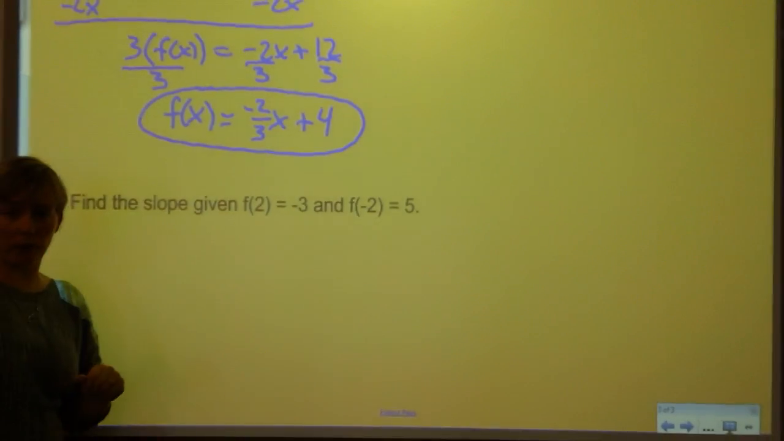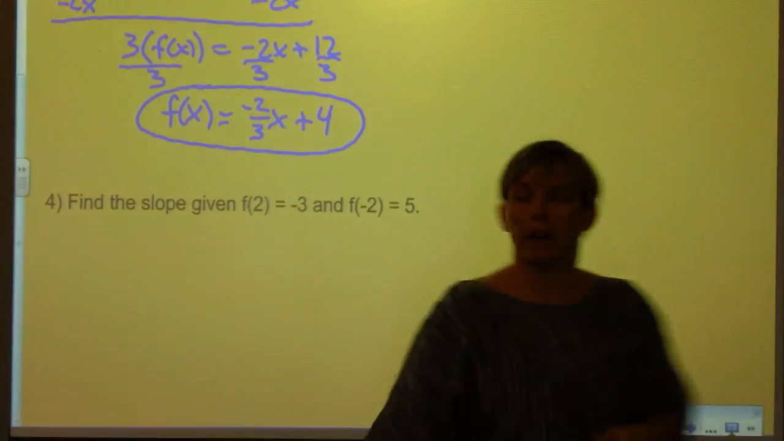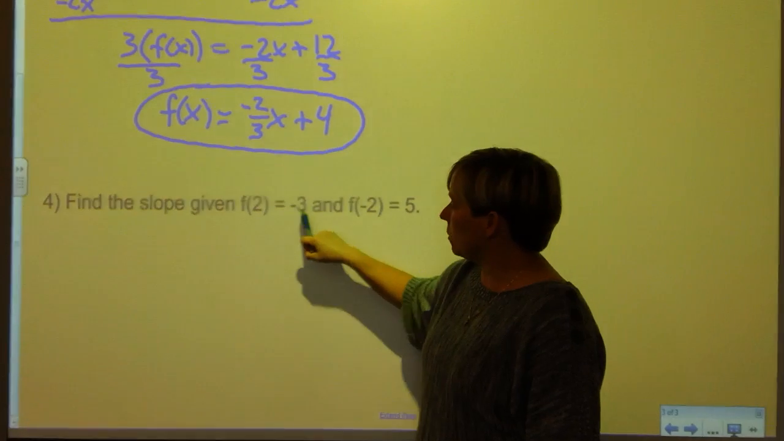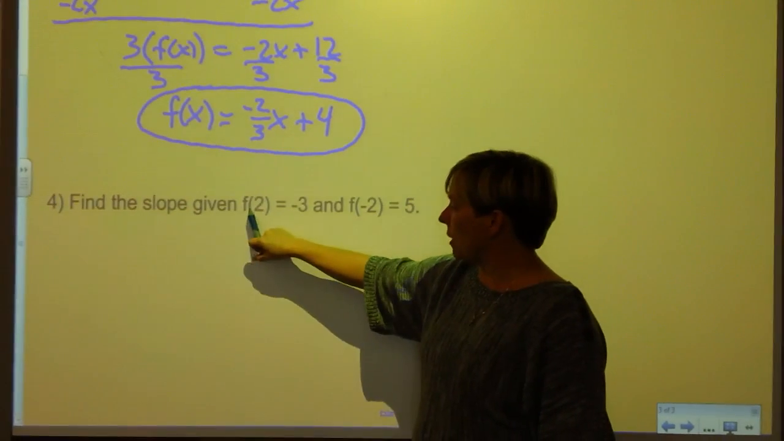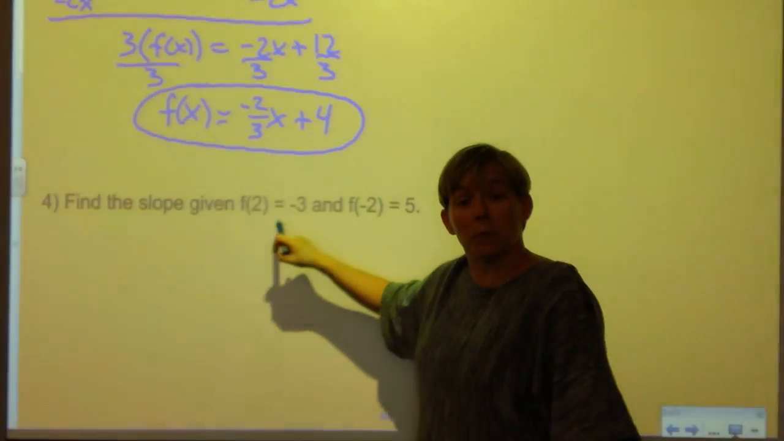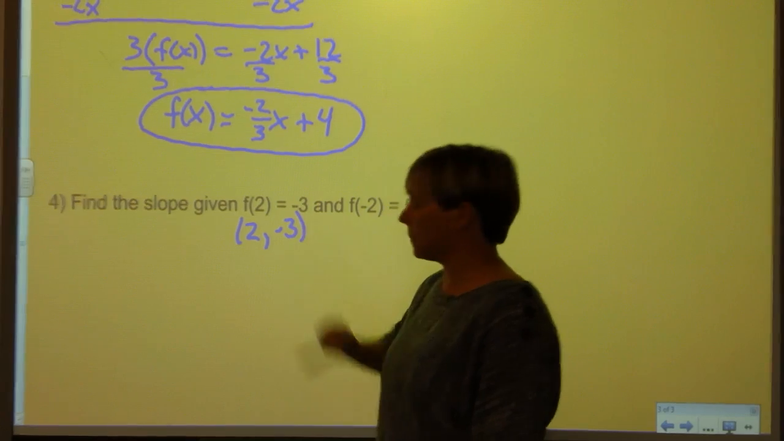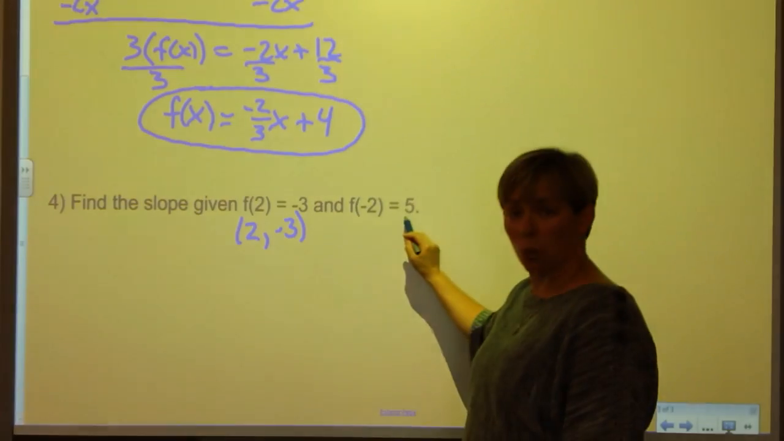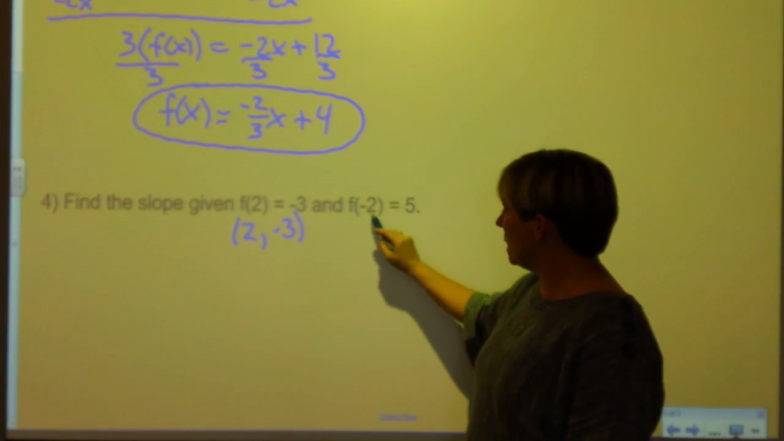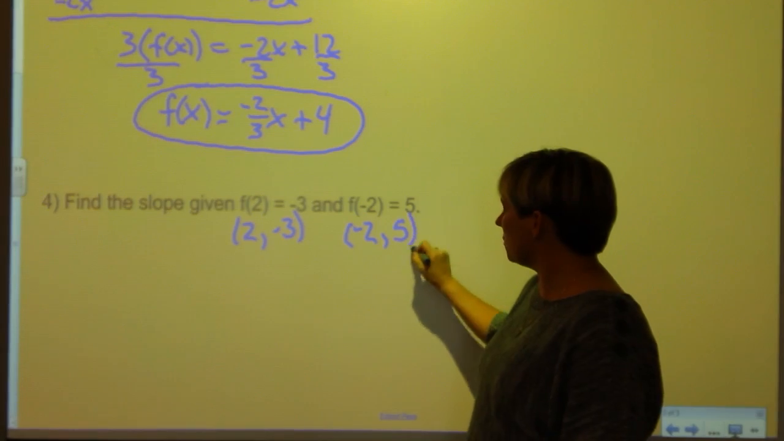I can also use my function notation to find the slope. Again, this is review. We've done this before. Remember, this says the function of 2 equals negative 3. My output of my input 2 equals negative 3. So this gives me an ordered pair. My ordered pair would be 2, negative 3. My ordered pair for this one, I have the function of negative 2 is 5. My input is negative 2. That's my x value. My output is 5.